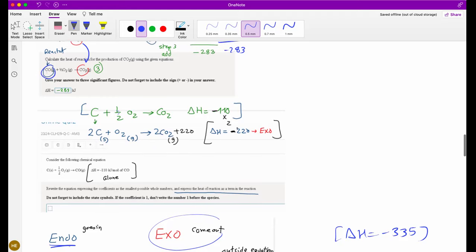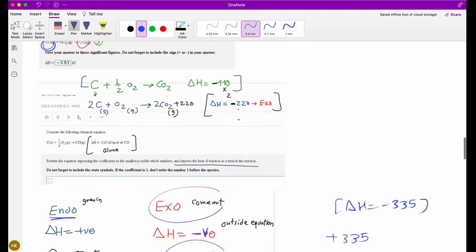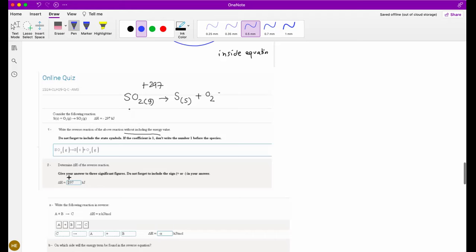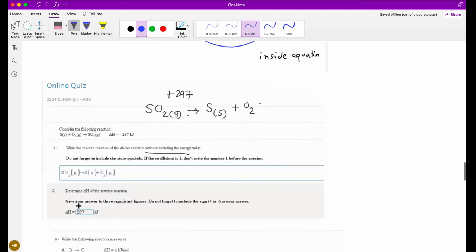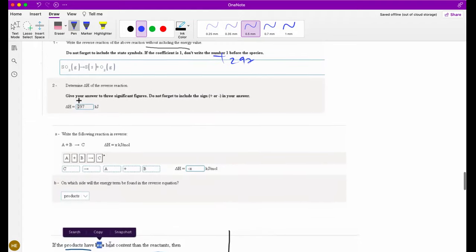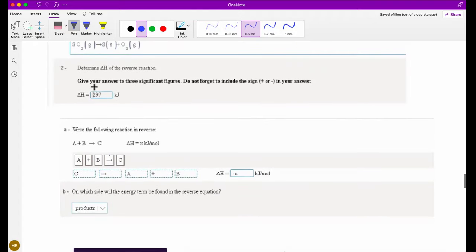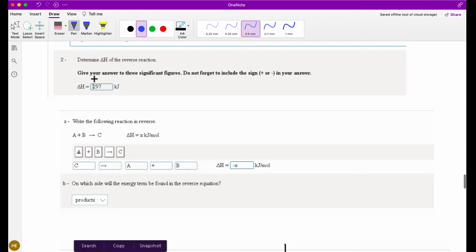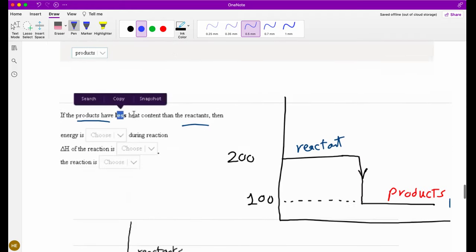So here I will put minus 220, change it into plus 220. Why? Because you will incorporate it. What about the endo? Endo is plus anyway. So put it here in the products and it will be plus 220. The next equation is easy from the last time, just reverse it, and the minus 297 will be plus 297 because it is reversed. This one is very easy, reverse it: A plus B gives us C, so reverse into C gives us A plus B, and the X will change into negative X.